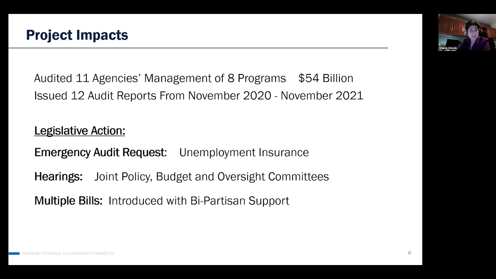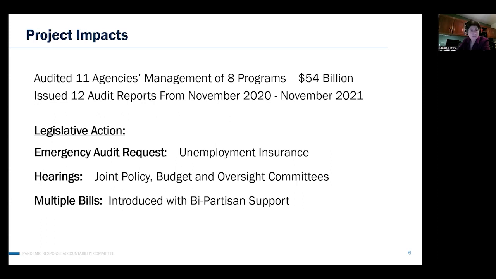The bills related to EDD had bipartisan authorship. Many of those bills passed unanimously out of committees, passed unanimously off the floor to get to the governor's desk. And these bills tied to fraud detection and prevention. What tools is EDD using? Are they assessing the impact of those tools, the effectiveness of those tools?